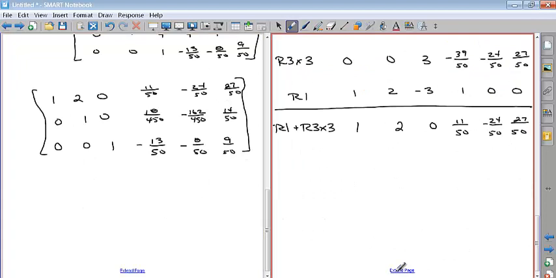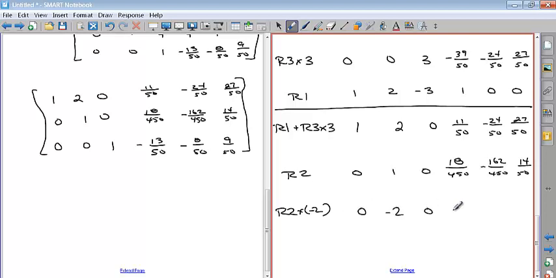So the final step is we're going to take row 2 and we're going to multiply it by negative 2. That's so I'll get negative 2 here and I'll add it and I'll get 0. So you get that, negative 2, 0. So you got negative 36 over 450. Negative 2 there will give you, so 162 times 2 is 324. It becomes positive because the negative times the negative, and here times 2 is we get 28 over 50.